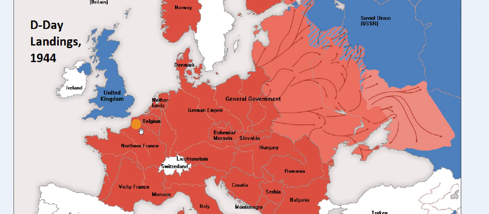So the British and the Americans sent their allied forces. They landed over here, defeating the German defenses. And once the allied troops could land here, you realize that the red parts represent places under the control of the Nazis, whereas blue were controlled by the Allies. So you realize that most of Europe was under Nazi control.